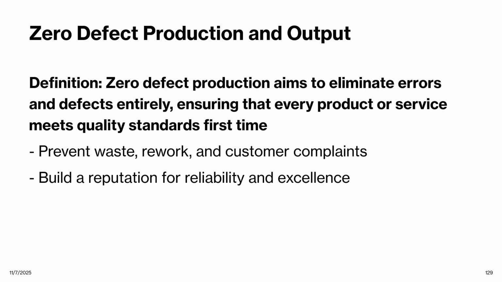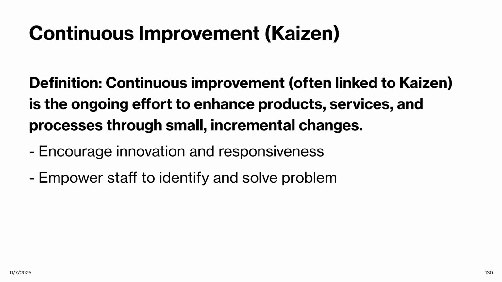So zero defect production and output. This is defined as the aim to eliminate errors and defects entirely, ensuring that every product or service meets quality standards the first time around. This prevents waste, rework and customer complaints. It also builds a reputation for reliability and excellence.